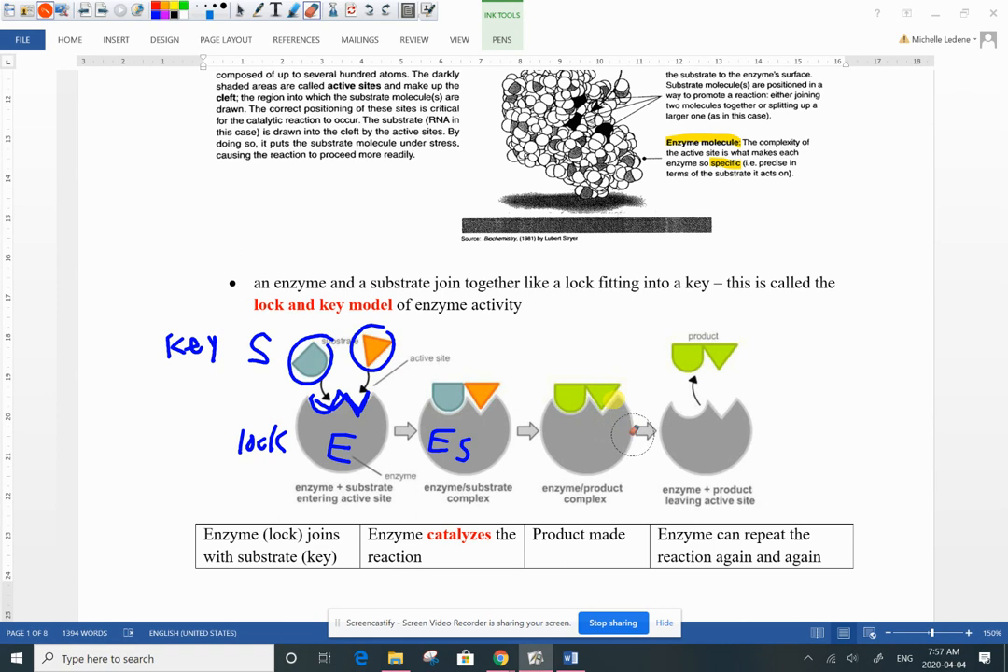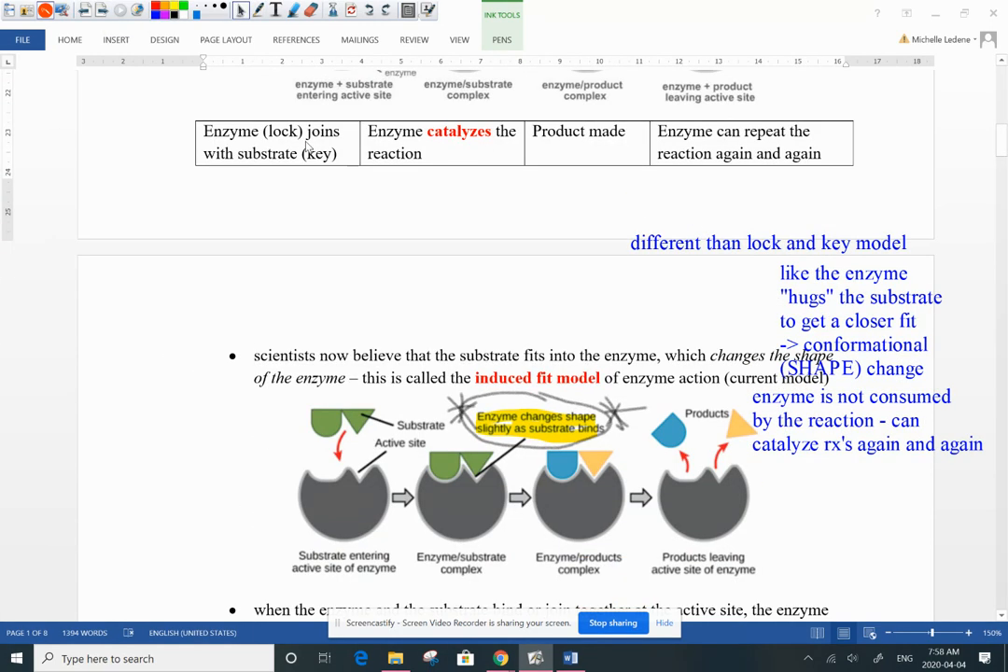And what's its job? Well, it is going to make a product of some sort. It catalyzes a reaction, and then the product is created. It can go off into the cell and do whatever it's supposed to do. And then here's the enzyme. It's able to go ahead and catalyze that reaction again. And so it can repeat the reaction over and over again. It has not been consumed by the reaction. It is able to keep on working.